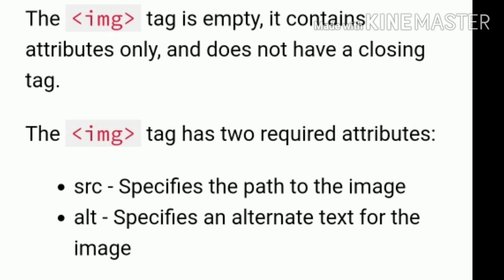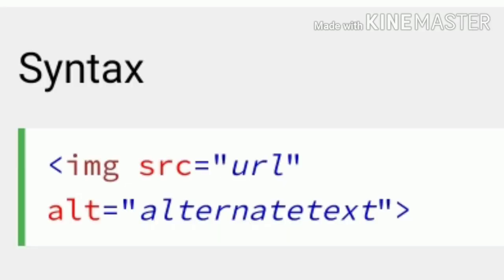Syntax of the image. What is the image syntax? It is simply img src equal to, within double quotation marks, the URL, and alt equal to, within double quotation marks, the alternate text. The image syntax is just img src equal to URL within double quotation marks.